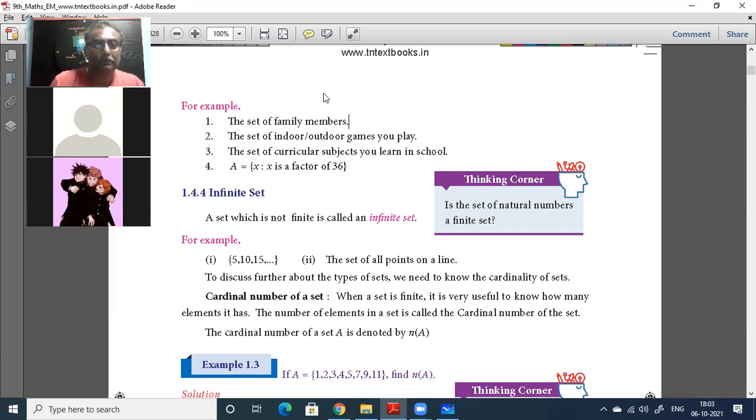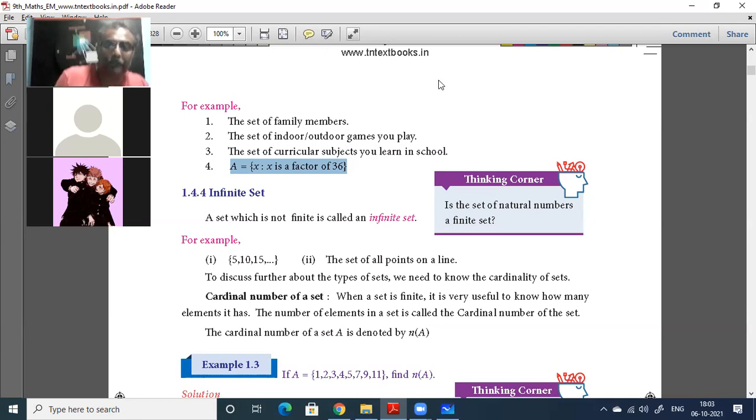Number 3, the set of curricular subjects you learn in school. Sorry, not circular, curricular. How many subjects you are learning in school? 5, uncle. So that is a finite number. Okay, then number 4, A is equal to x such that x is a factor of 36.